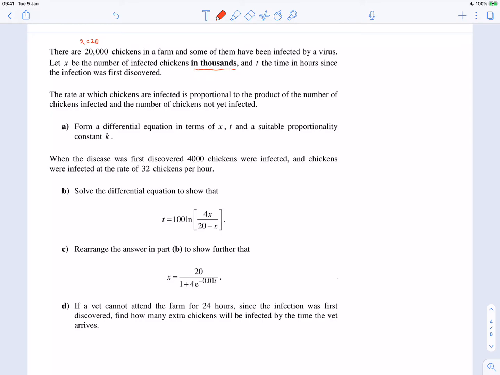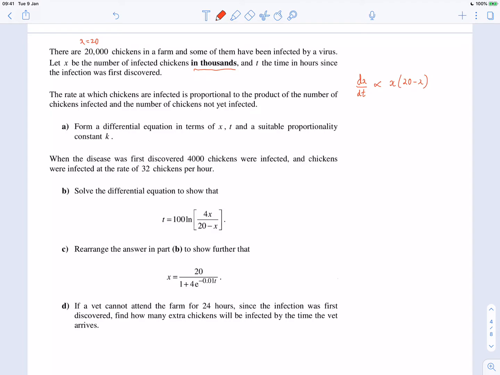Okay, the rate at which the chickens are infected. Okay, so what does that mean? The rate at which the chickens are infected. So the change in infected chickens with respect to time, that's the rate, is proportional to, so let's use the proportionality symbol, to the product of the number of infected chickens, okay, so that's x, and the number of chickens not yet infected. Well, what would that be? That would be 20 minus x, wouldn't it? Because it would be 20,000 minus the unaffected chickens.